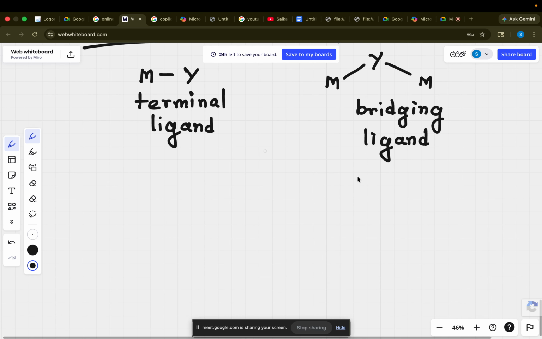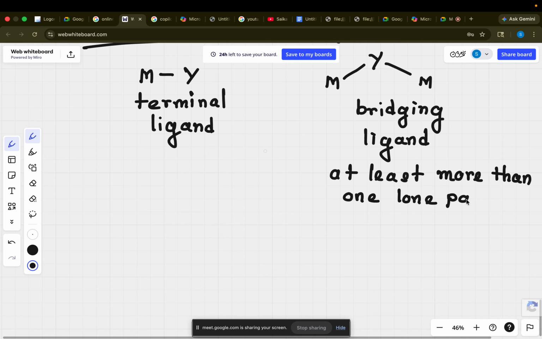So if you have a bridging ligand, write down, you need a condition there: at least more than one lone pair. If the ligand has to be a bridging ligand, it should have more than one lone pair. If it has only one lone pair, then definitely it will be a terminal ligand. But if it has more than one lone pair, it can be a bridging ligand. It can attach with more than one metal center.